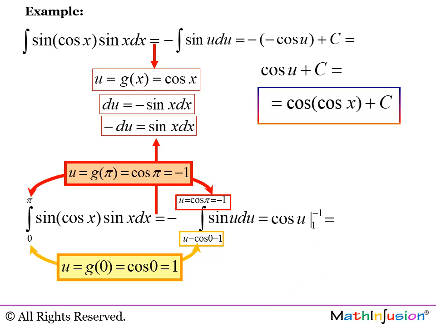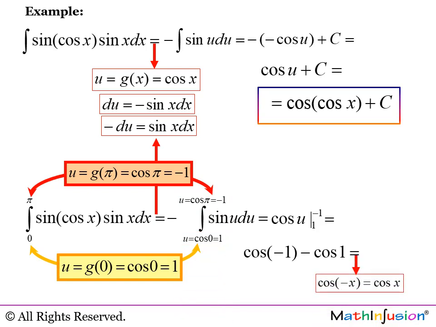So we get cosine of u between negative 1 and 1, and we get cosine of negative 1 minus cosine of 1. Well, I have no idea what cosine 1 is, and I have no idea what cosine negative 1 is, but I know that cosine is an even function, which means that cosine of negative 1 and cosine 1 are the same, so I get 0.